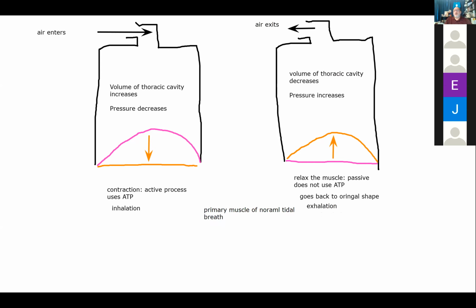However, what is its action? What is the active process that it actually is involved in? When it uses ATP, what does it do? Increase thoracic cavity. Yeah, brings air in. So when you actually contract the muscle, you're bringing the air in. Air leaving is just passive.